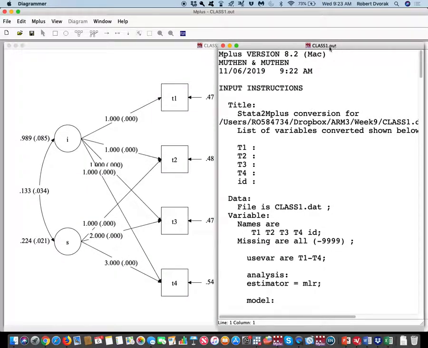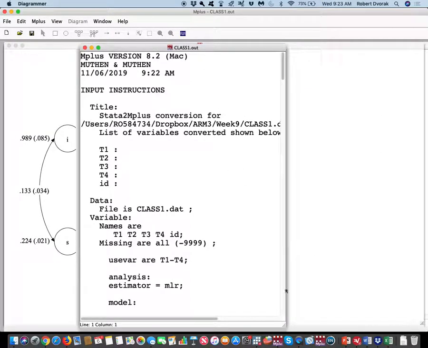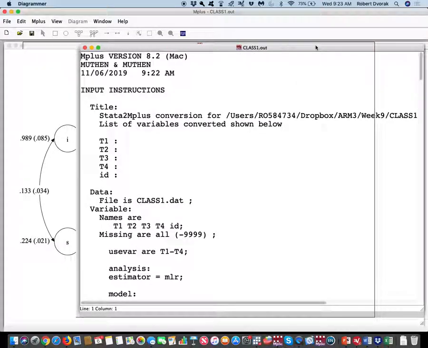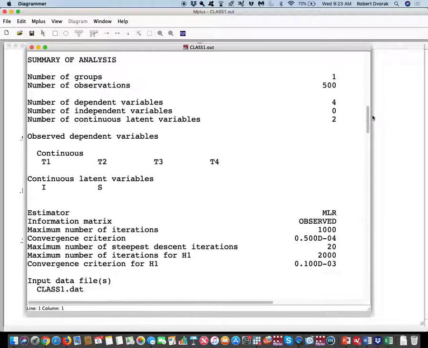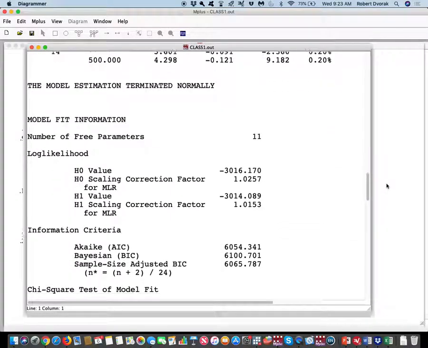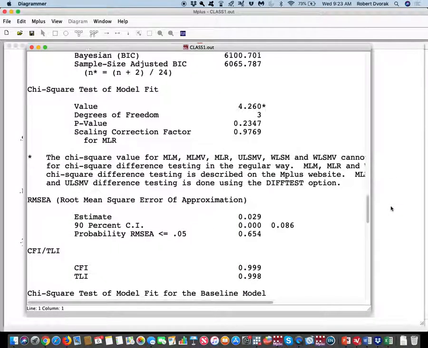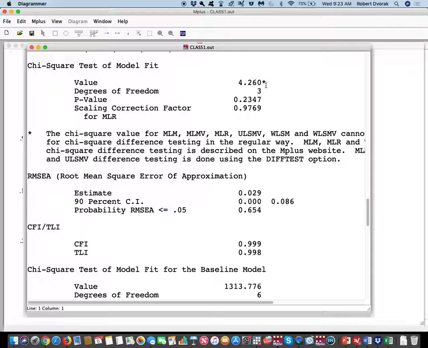And we should all get some sort of problems. Oh, actually, it will run. I'm sorry, no, you won't get problems. This should all run just fine. Is this what everybody has? Chi-squared test 4.260, 3 degrees of freedom, p-value of 0.2347. Who does not have this?